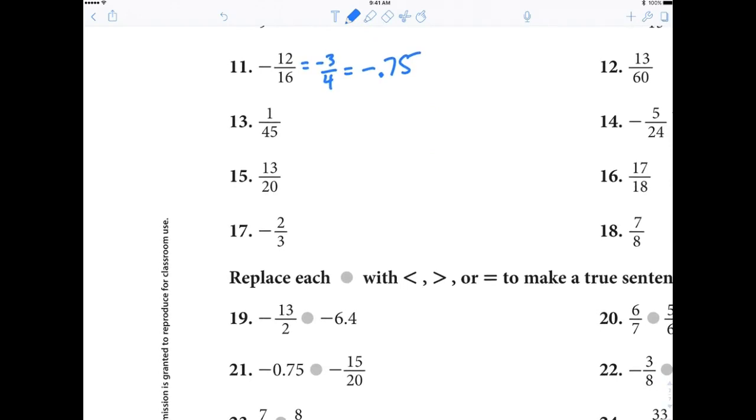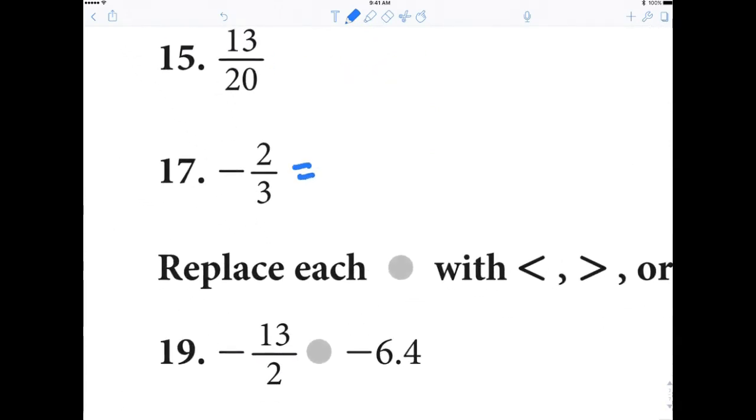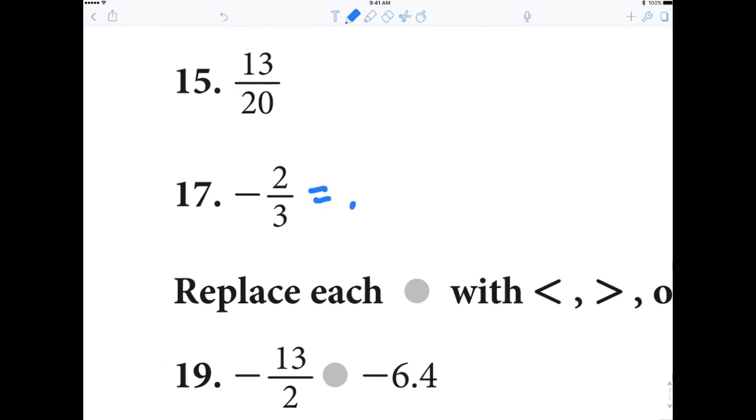Let's jump down to 17. Negative 2/3 is what decimal? 0.66, 0.6 repeated. Very good. If you weren't sure about that, remember 2/3 is the same as 6/9. Is everybody good? And then don't forget the negative.